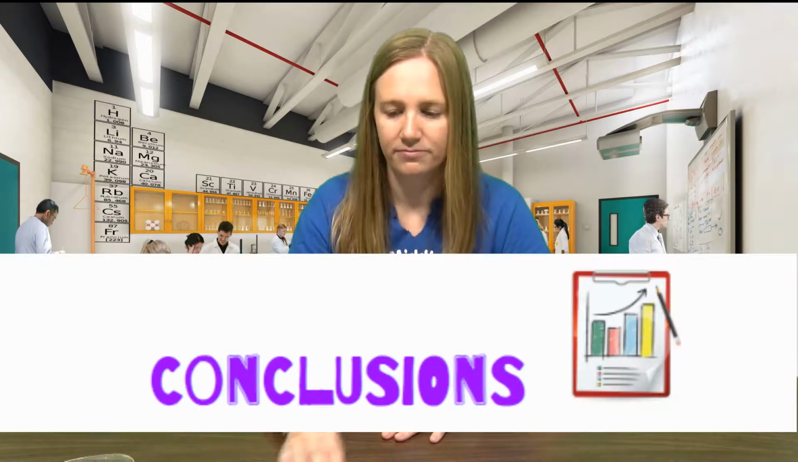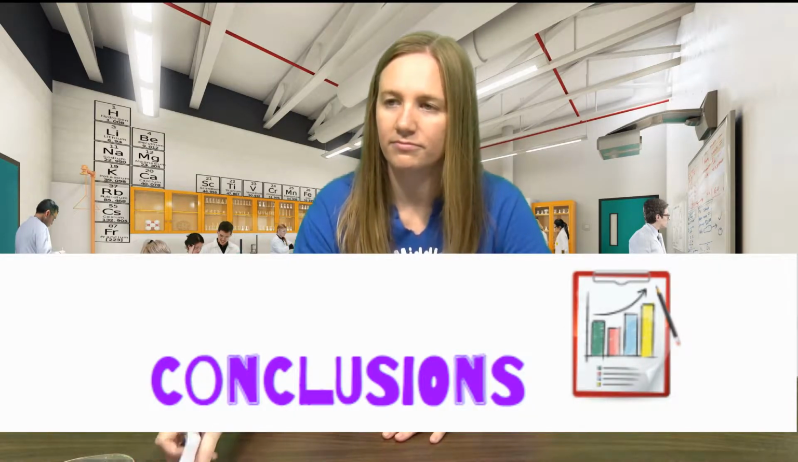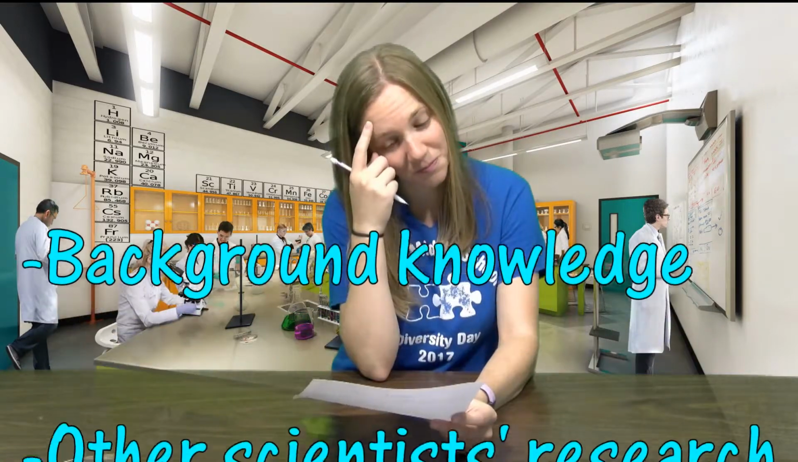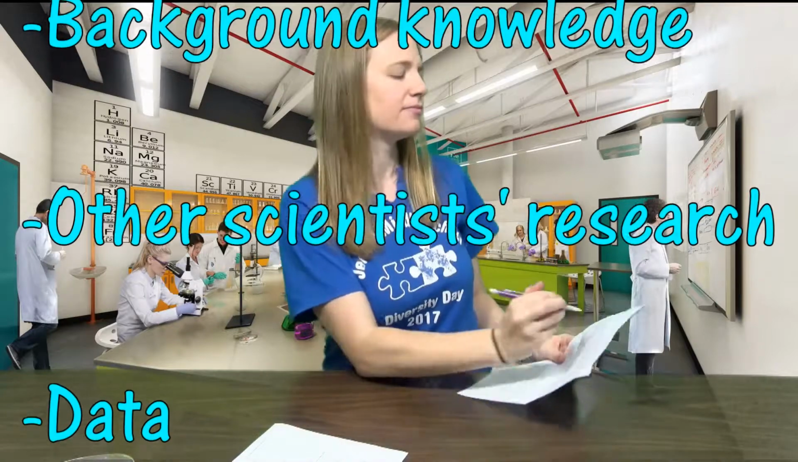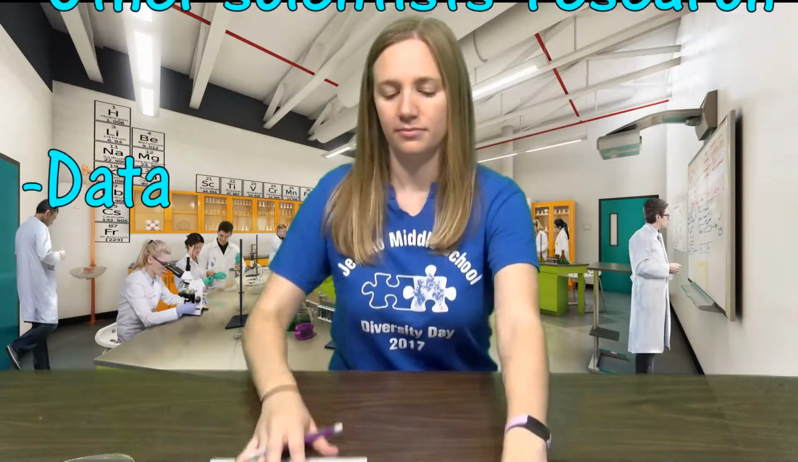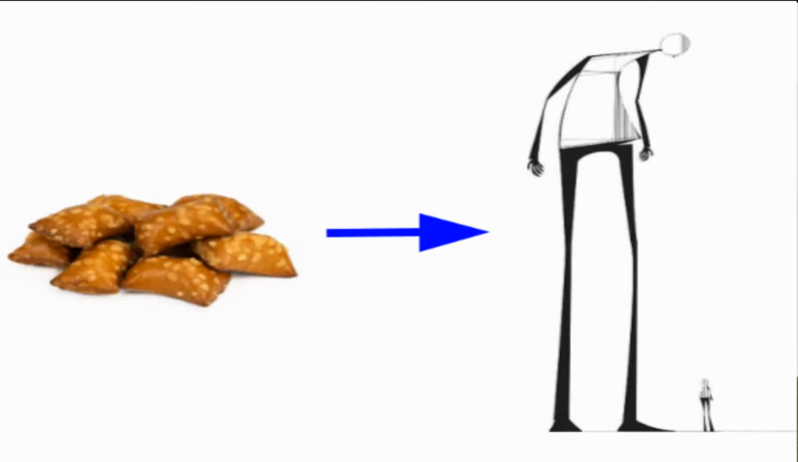After collecting data, scientists draw conclusions based on the experiment. They use background knowledge, research from other scientists, and their own data to come up with explanations for what they studied. In our case, we may conclude that eating pretzels makes people taller because pretzels are nutritious.